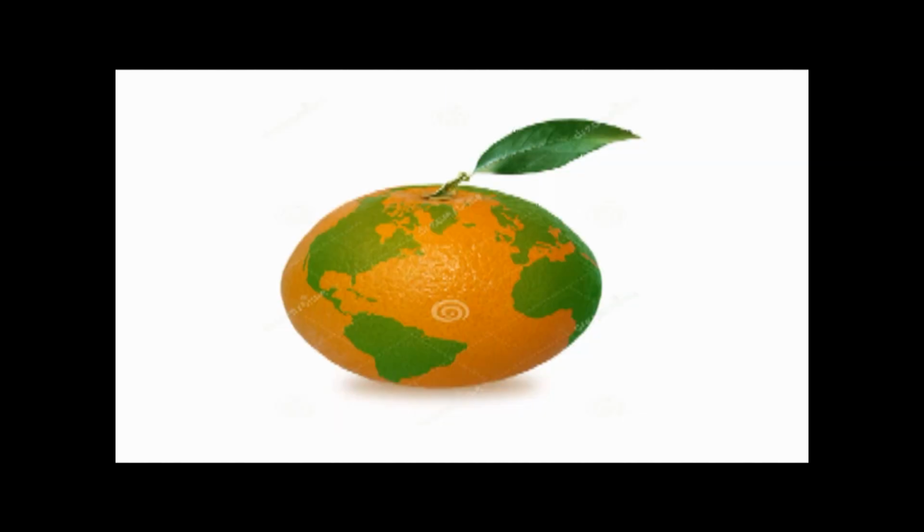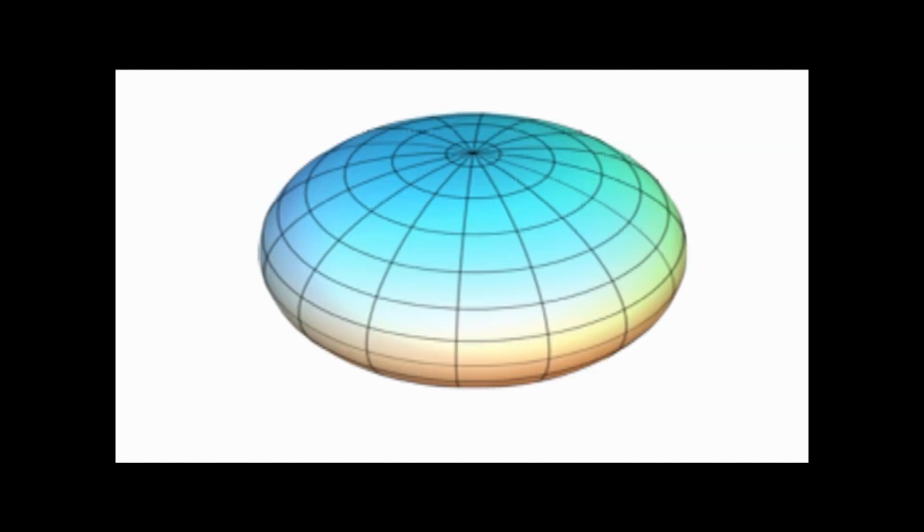Our earth is like this orange. It is flat from top and bottom. These flat parts of Earth are called poles of Earth. North Pole is at the topmost point of Earth and the point which is at the bottom is the South Pole.